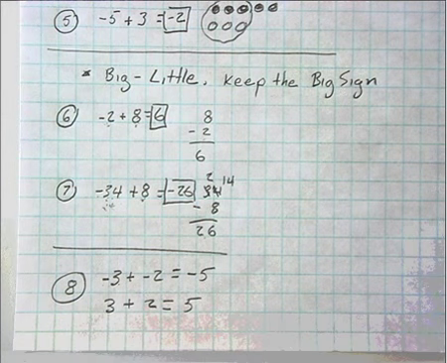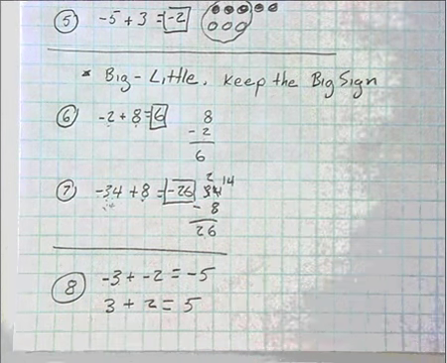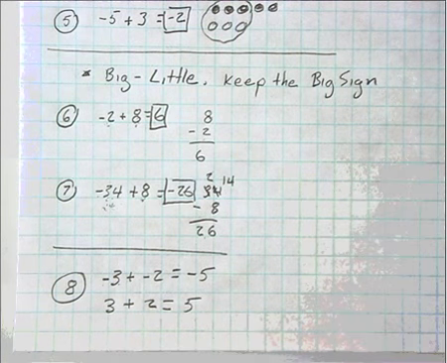Any questions or concerns about adding negative and positive numbers using those three models?